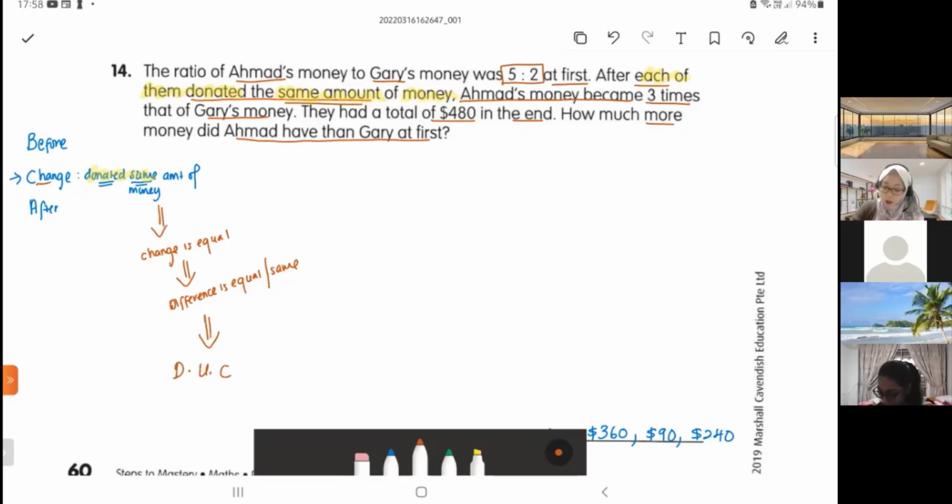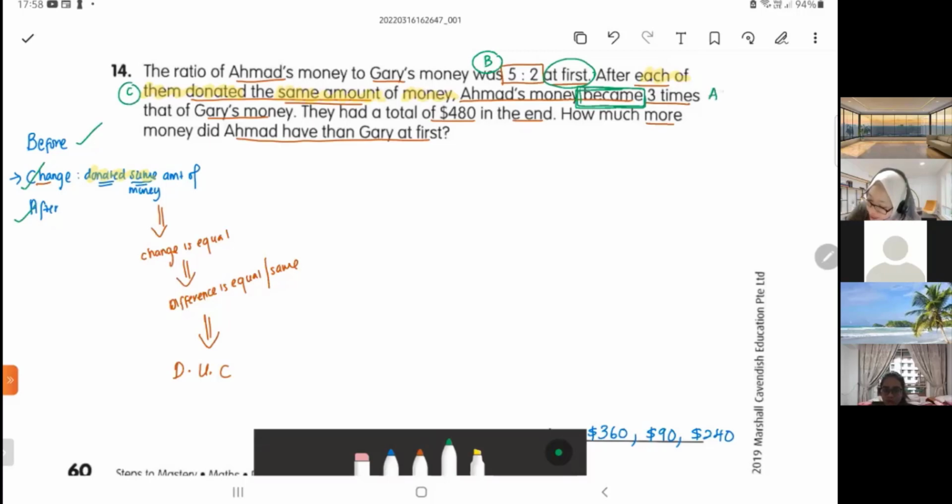Okay? So let's go and find out where is the before. The before is the one that tells us at first. This is my before. Okay, check. After each of them donated the same amount of money. Okay, this one is a change, so we know already. Check. Ahmad's money became. Became is an after keyword. After the word became, usually you know this is my after already. What happened? Ahmad became 3 times.